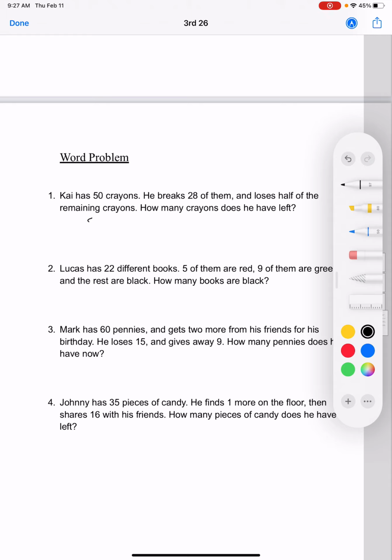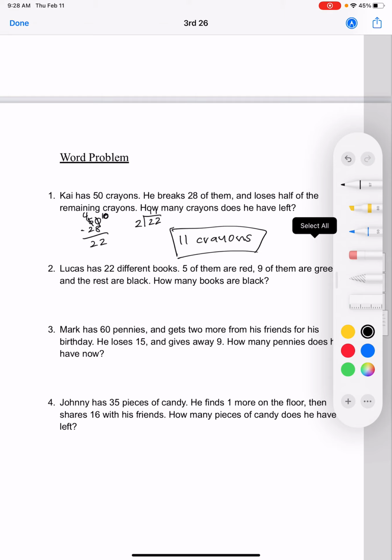So he starts out with 50 crayons, but he breaks 28 of them, which means 50 minus 28. 10, the 0 turns into a 10 by bringing over a 1 from the 5, and the 5 becomes a 4. 10 minus 8 is 2. 4 minus 2 is 2. So you have 22, but he loses half of the remaining crayons, which means 22 divided by 2 is 11. So that means he has 11 crayons left. And that's your answer.